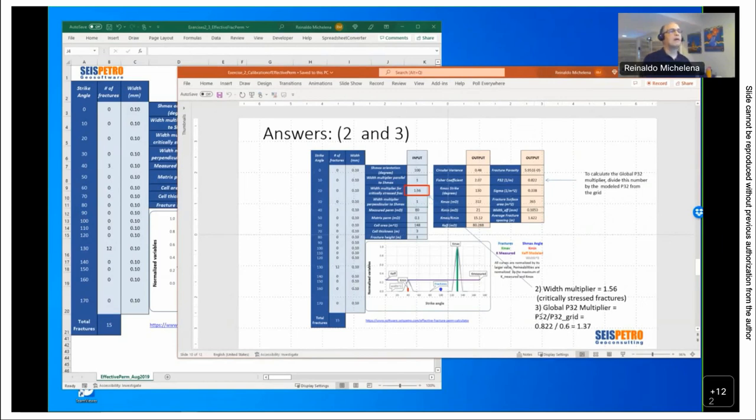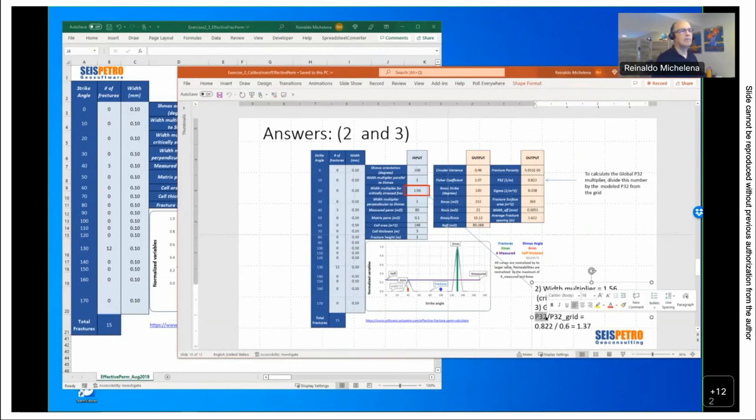that we are estimating from the spreadsheet divided by the P32 that we get from the grid, and then this will be your multiplier. Okay, so if you multiply, let's say at this point, the whole grid by this number, then it will have units that at least are consistent with the fracture geometries that you're measuring.